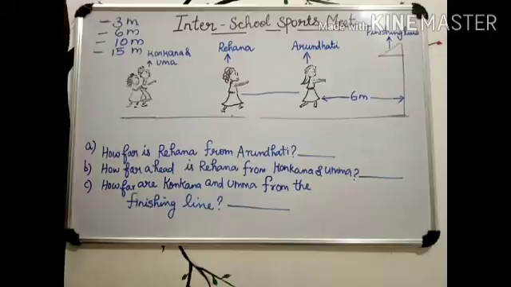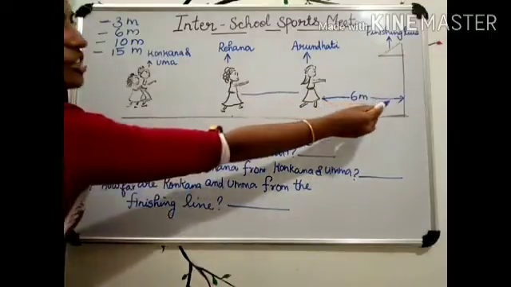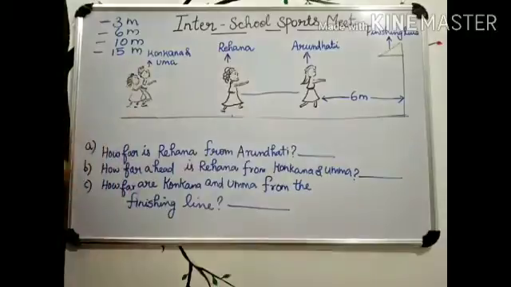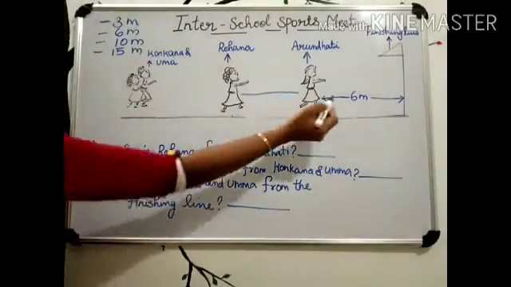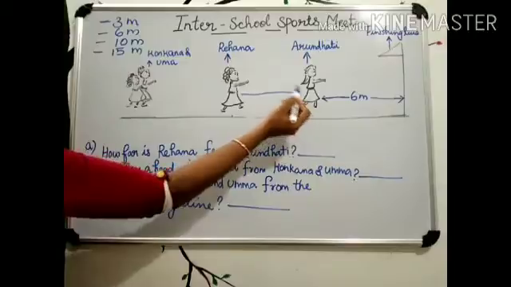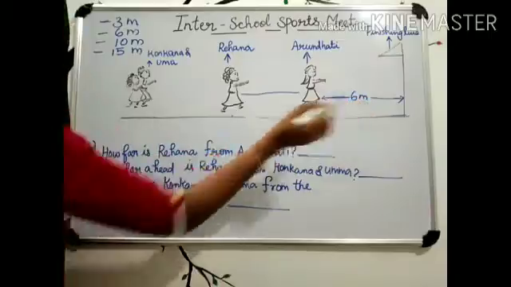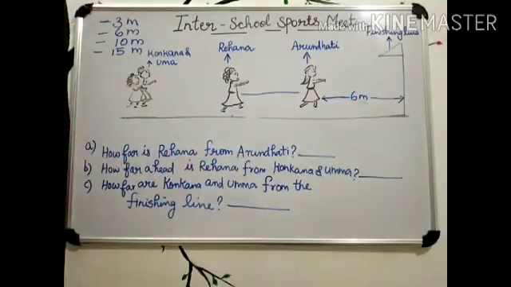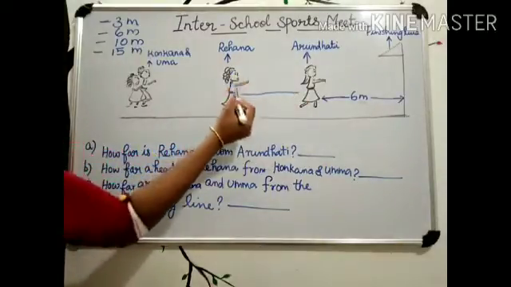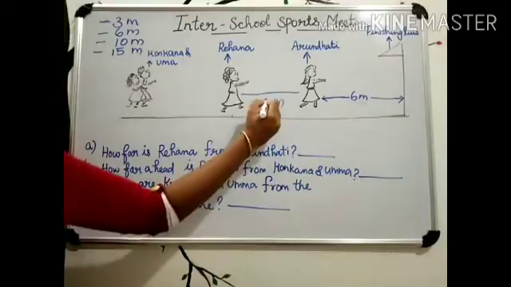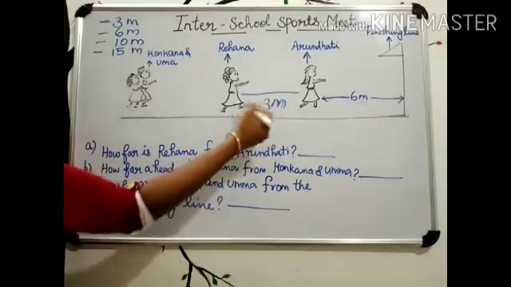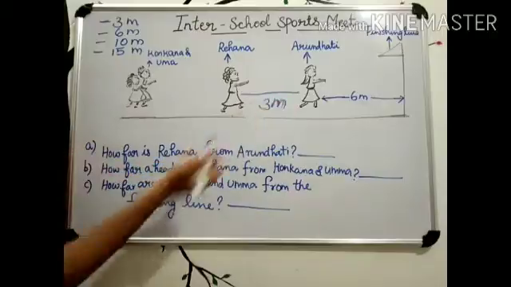Yes. See children, the distance between the finishing line and Arundhati is 6 meter. So, you can see the distance between this Arundhati and Rahana is just half of this 6 meter. So, half of 6 meter is which number? Yes, 3. Isn't it? So, the distance between Arundhati and Rahana is 3 meter.